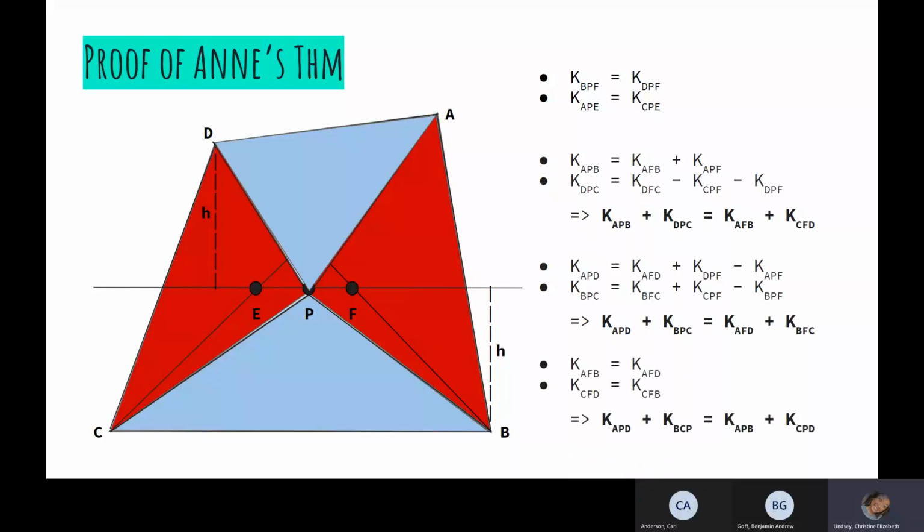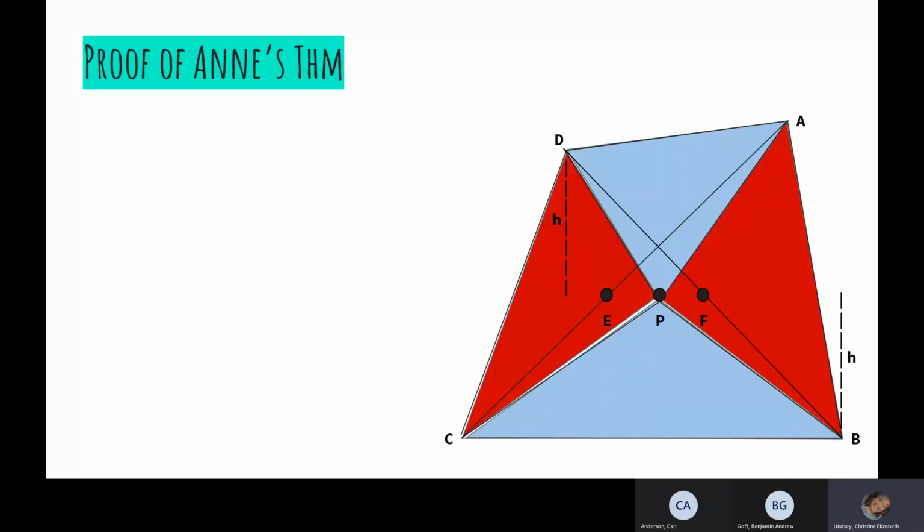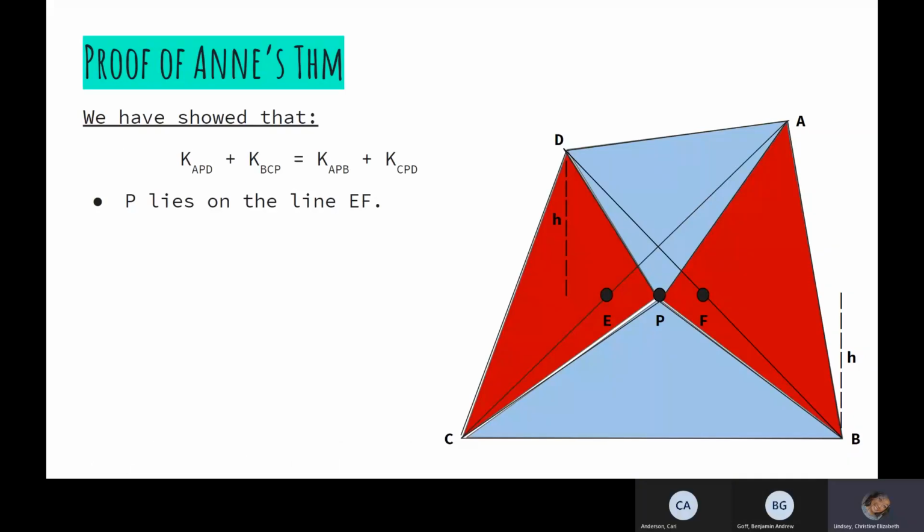Furthermore, we can finally conclude that the area of AFB equals the area of AFD, and that the area of CFD equals the area of CFB. Lastly, we get from those two equalities that the area of APD plus the area of BCP equals the area of APB plus the area of CPD. So, since we have shown that the area of APD plus the area of BCP is equal to the area of APB plus the area of CPD, ultimately P lies on the line EF.